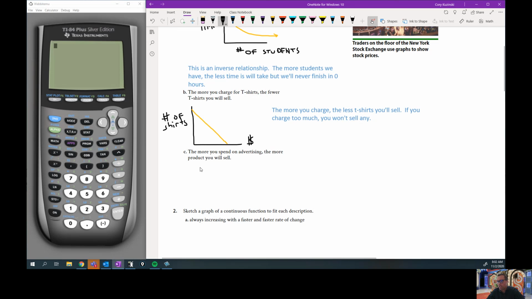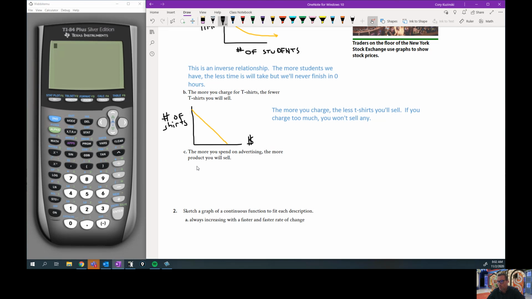The more you spend on advertising, the more products you'll sell. Oh, by the way, on the t-shirts, some might argue that it'll never hit 0, that it'll just kind of level off there at the end. You'll always get some sucker to pay a certain amount of money for a t-shirt. There's brands you can probably think of right now that fit that.